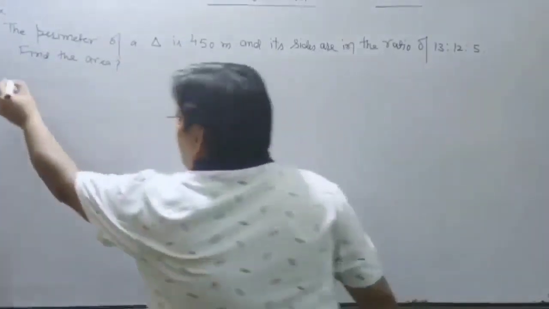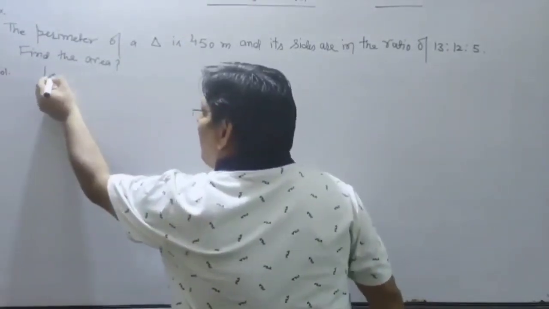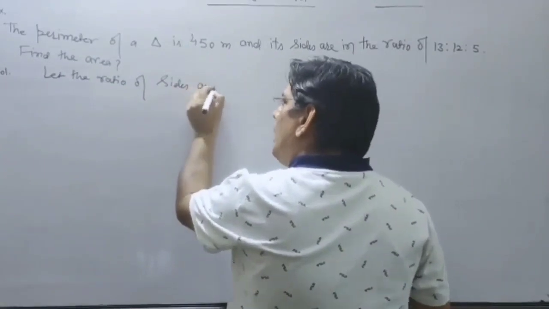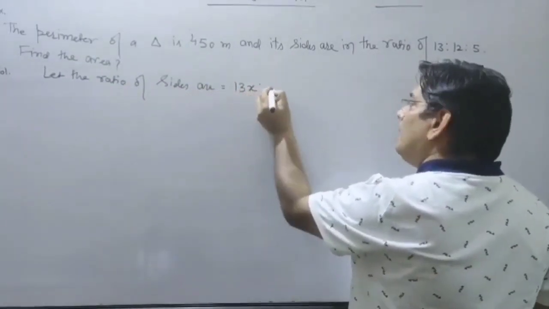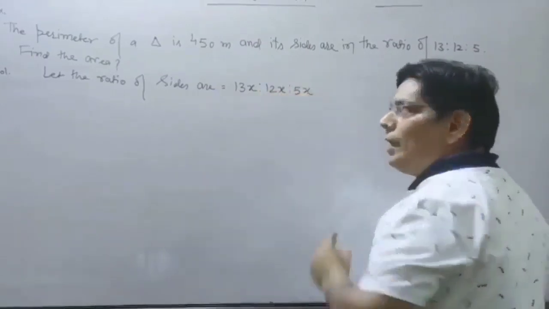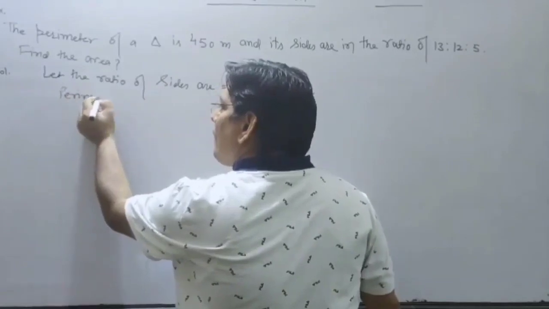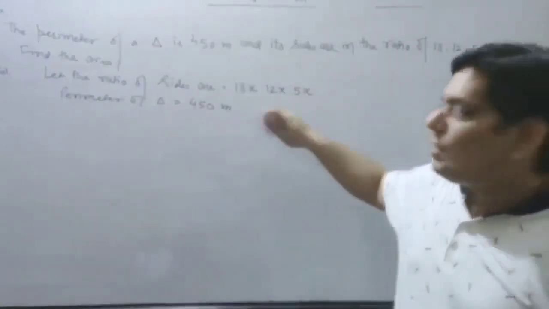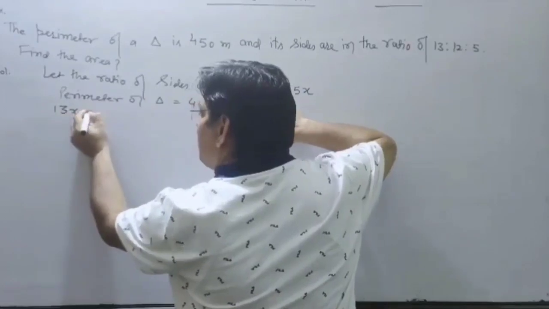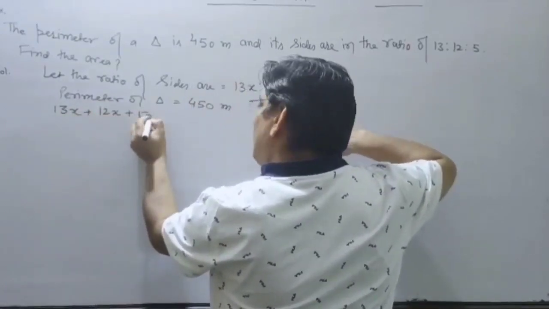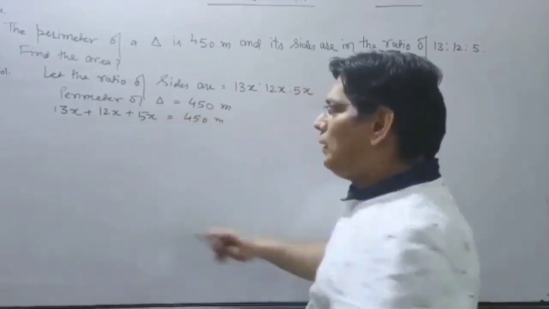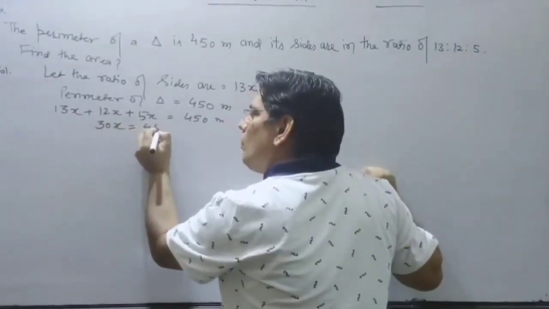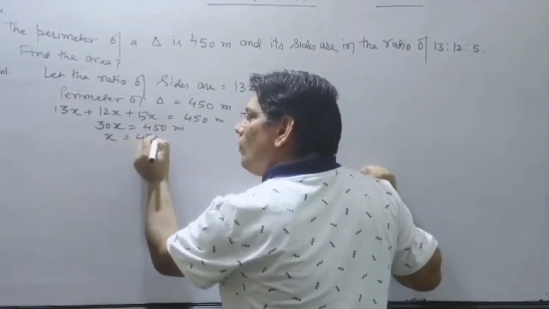So when you start the solution, let the ratio of sides be 13x, 12x and 5x. Then the perimeter of the triangle equals 450 meter. You know perimeter means sum of sides, so we make the addition of all 3 sides: 13x plus 12x plus 5x equals 450 meter. 13 plus 12 is 25, and 5 more, 30x equals 450 meter, and x equals 450 upon 30.